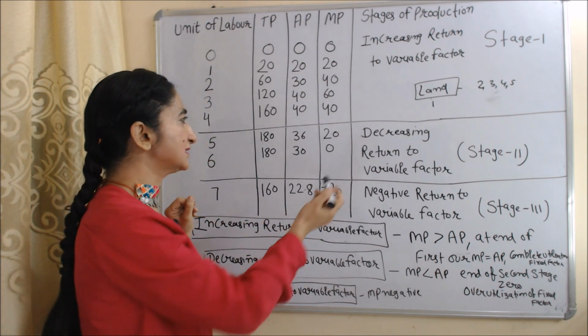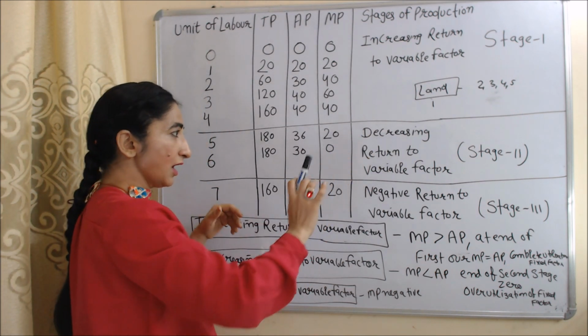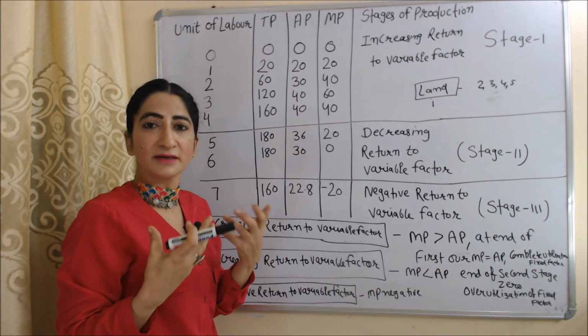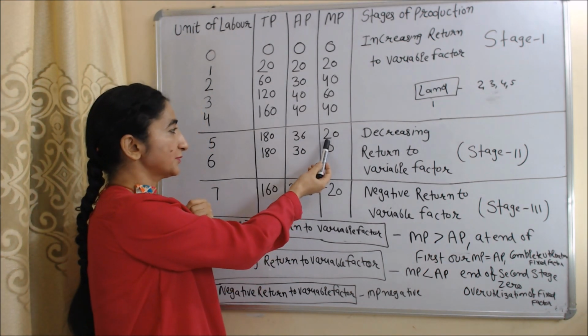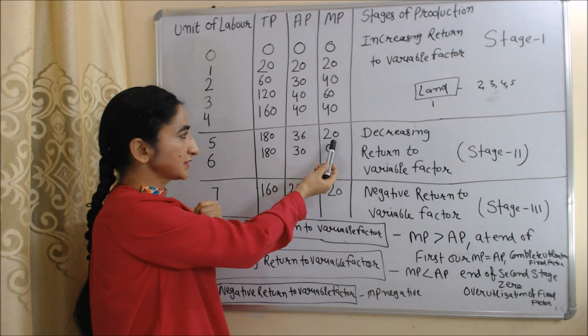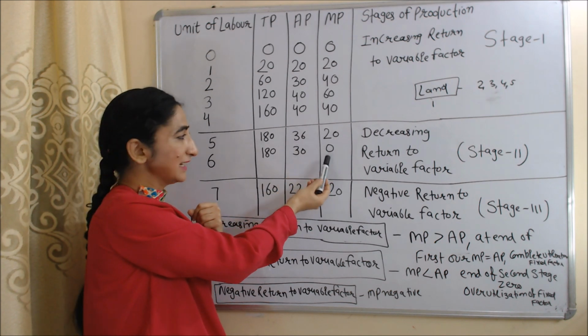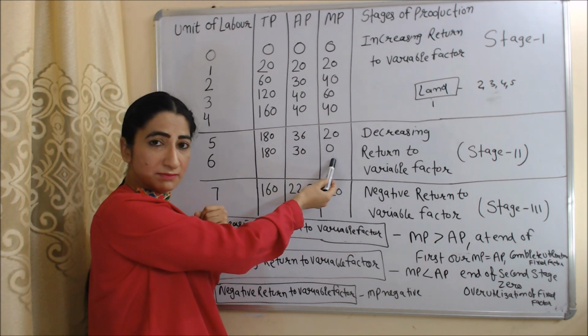The second stage is decreasing return to variable factor. Now marginal product of labor starts reducing. Here you can see marginal product is less than average product. Marginal product is 20 but our average product is 30. At the end of the second stage our marginal product becomes 0.